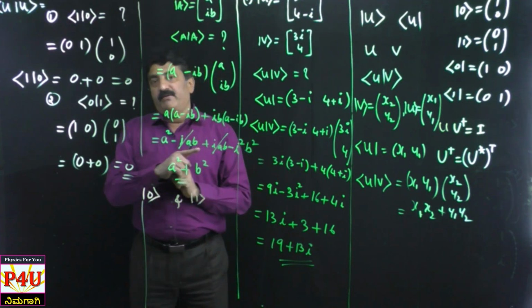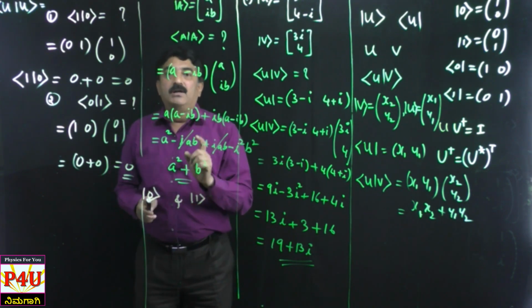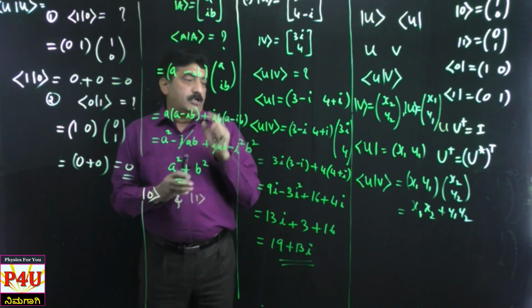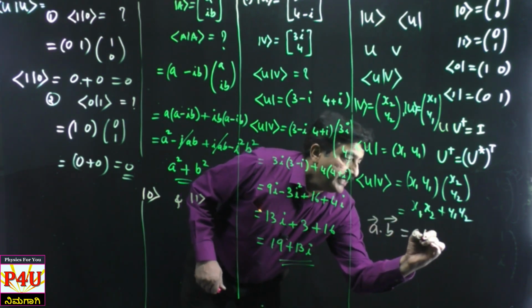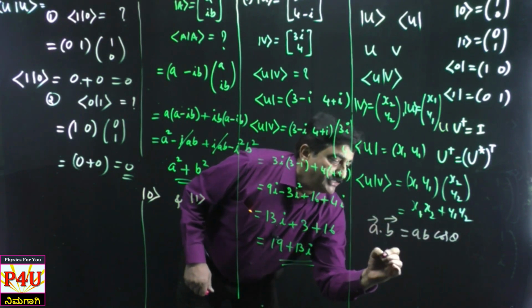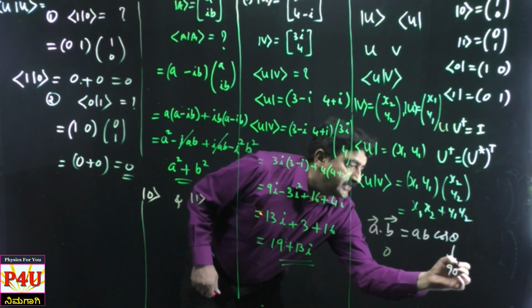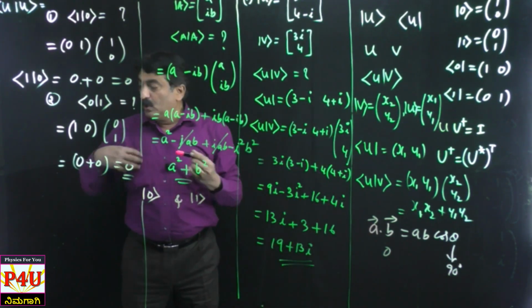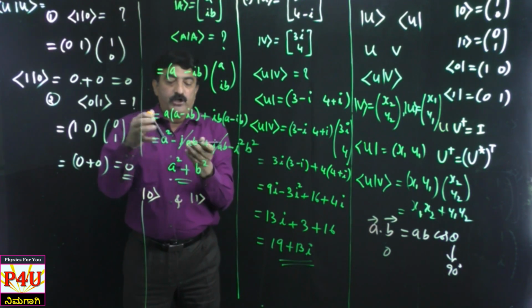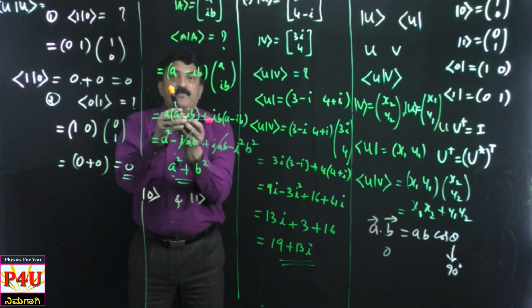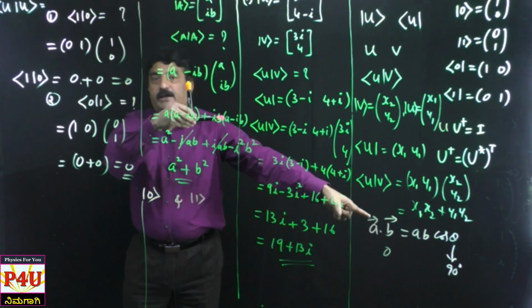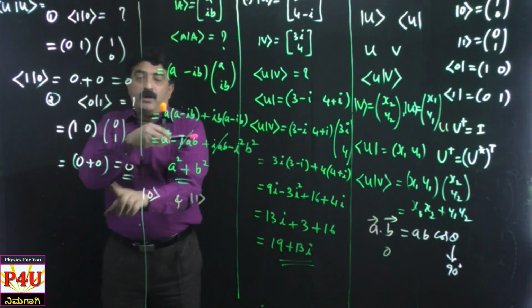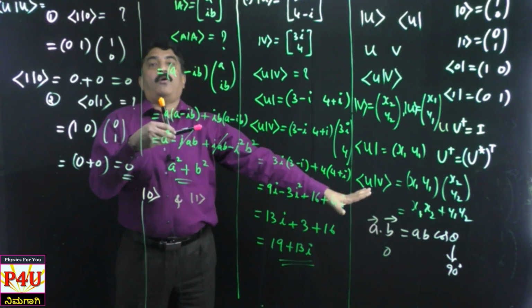Only when the angle between them is 90 degrees, because the dot product is nothing but A dot B, which you studied in PUC. A dot B is equal to AB cos theta. When is this going to be 0? Only when theta is equal to 90 degrees. So when two vectors are perpendicular to each other like this, their dot product is 0. Similarly here, inner product is nothing but dot product only.